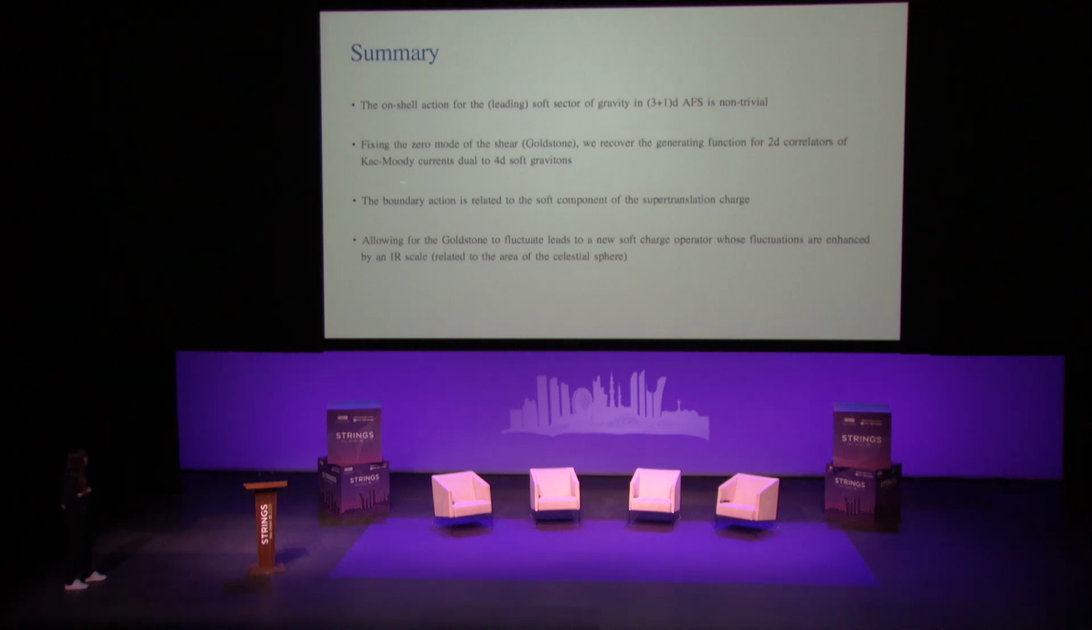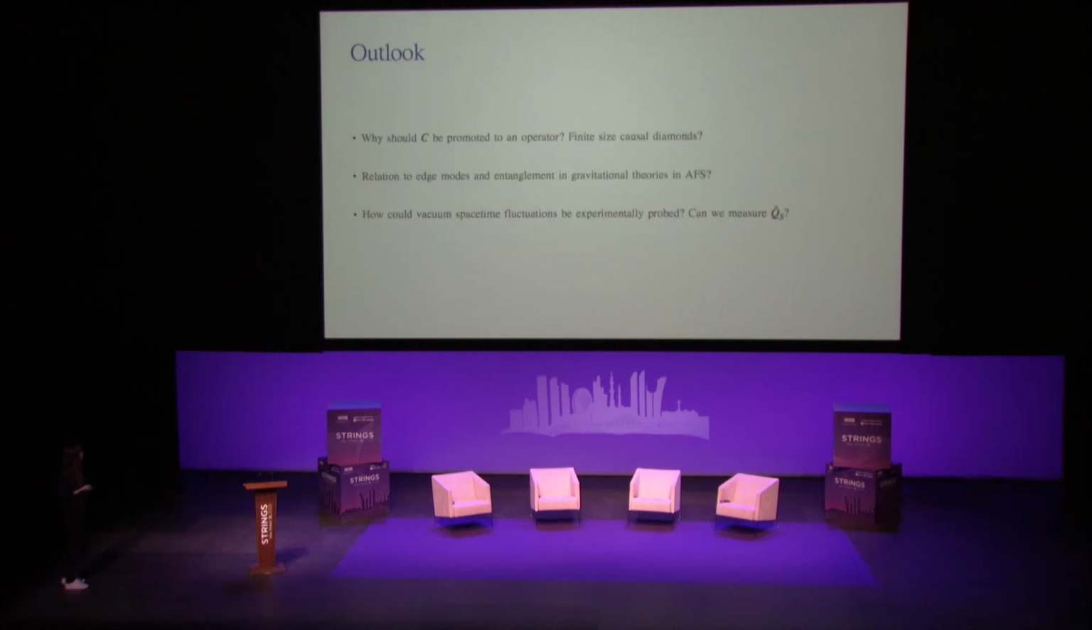And then we also showed that there seems to be a relationship between these boundary actions and the soft component of the supertranslation charge, and that allowing for the supertranslation parameter to fluctuate leads to new soft charge operators which is naturally, by the way, defined on the celestial sphere, and whose fluctuations seem to capture some information about area fluctuations of causal diamonds in spacetime.